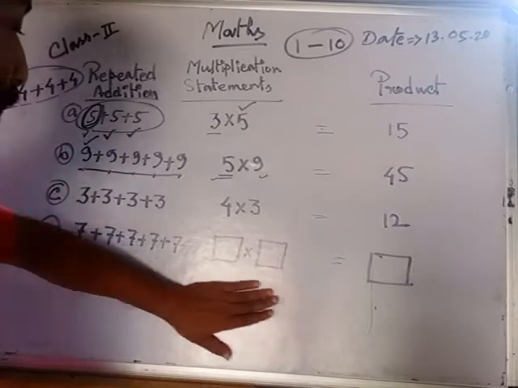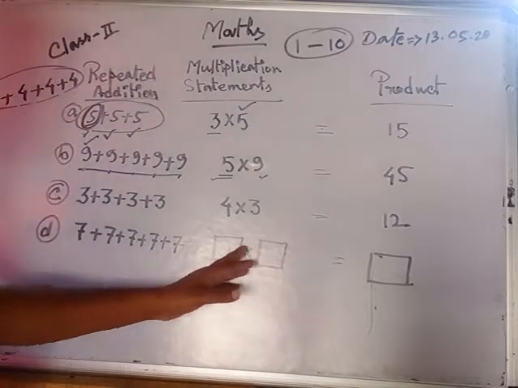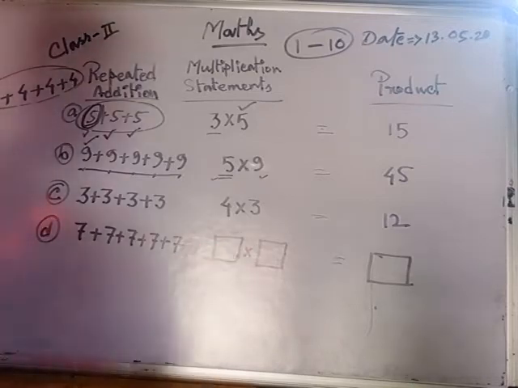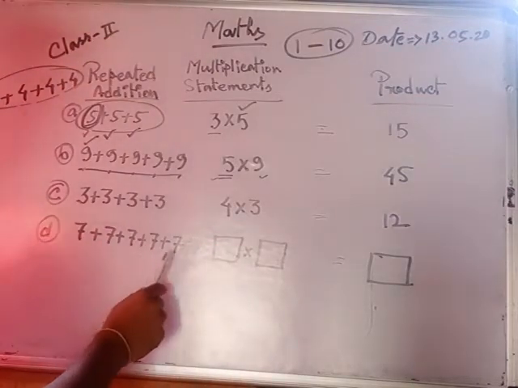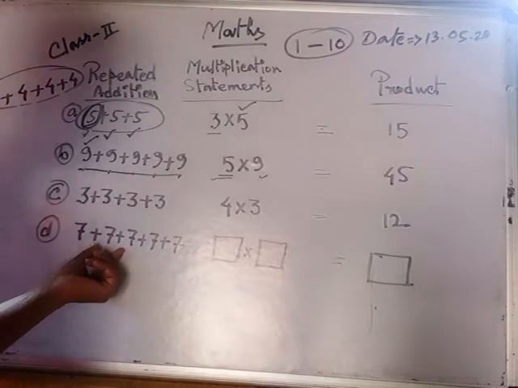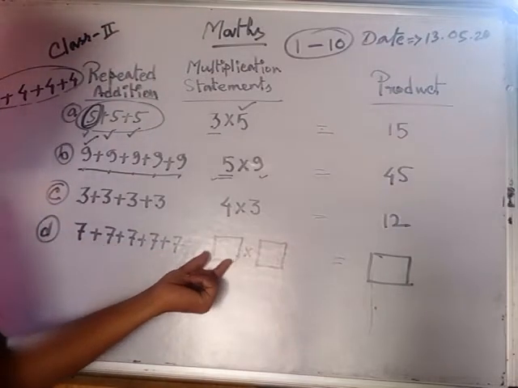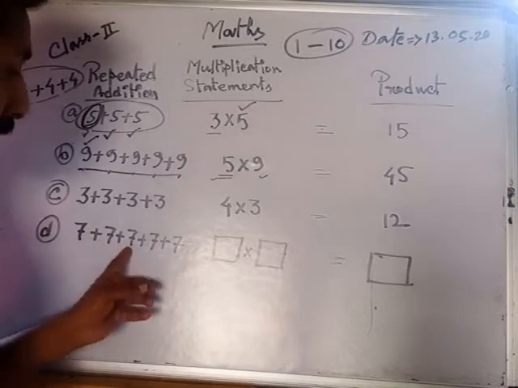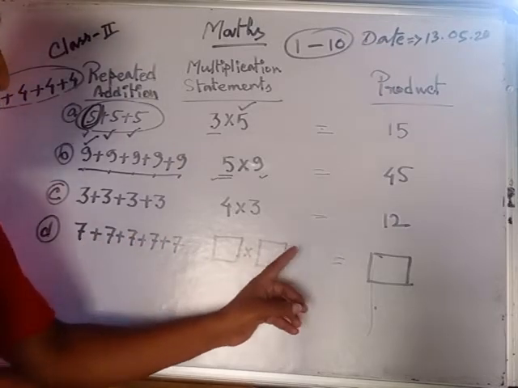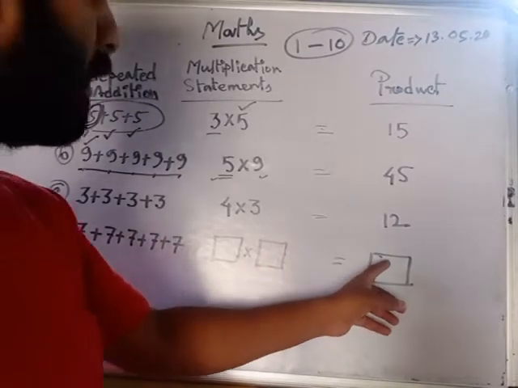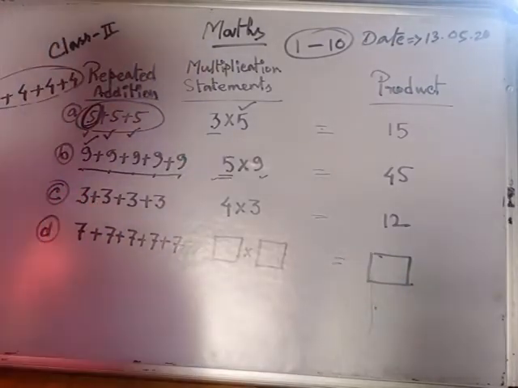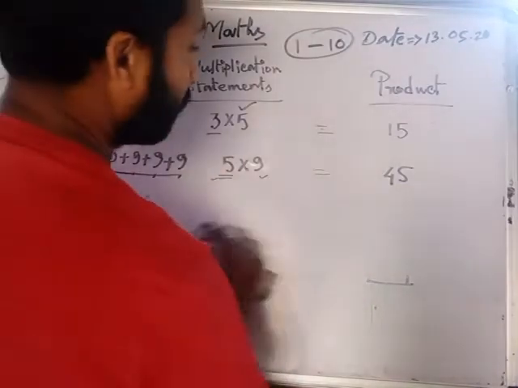Okay, so it is for you. Can you tell me how many 7s are there? Write here at first how many 7s are there. Write the number of times 7 is added. After that, each and every time we add the same number, 7. So we should write here 7. After that, we should write here the product, that means the result of multiplication.